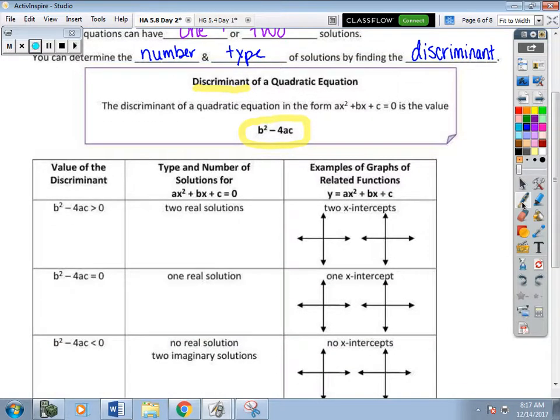Okay, so the value of the discriminant, if the discriminant, b squared minus 4ac, is greater than 0, meaning that it's a positive number, or positive value, then you are going to have two real solutions. Two real solutions could be like x equals 2 and x equals 6. Or real solutions can have square roots, so it could be like 2 plus or minus the square root of 10. Those would be examples of two real solutions. And the graph of those would actually go through at two distinct spots.